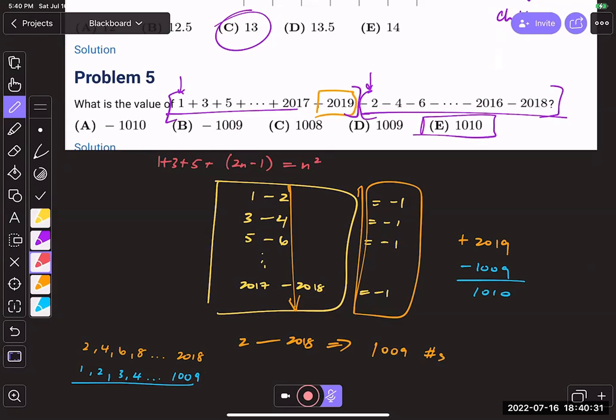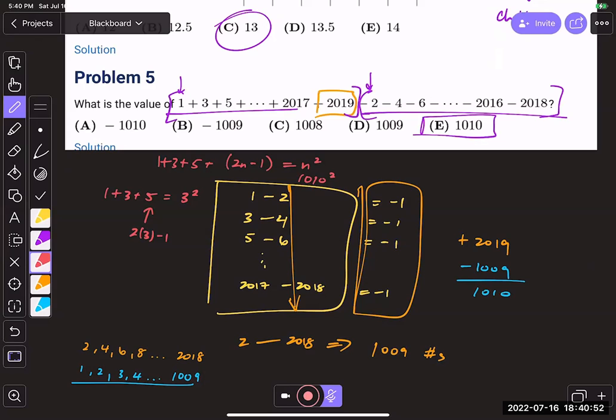The reason for this turns out to be a little bit difficult to prove. This is just a formula that I've memorized at this point. An example here is 1 plus 3 plus 5, right? 5 is equal to 2 times 3 minus 1. Well, this is equal to 3 squared, right? So you could do something similar. You'll find that this is equal to 1010 squared.